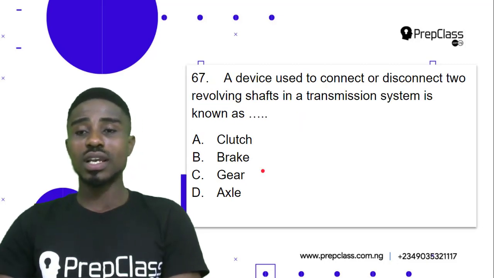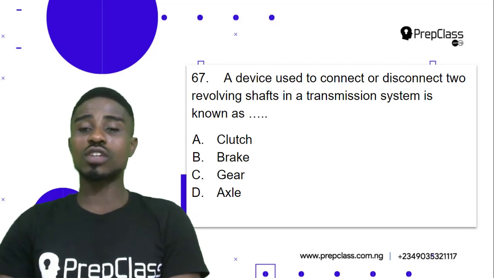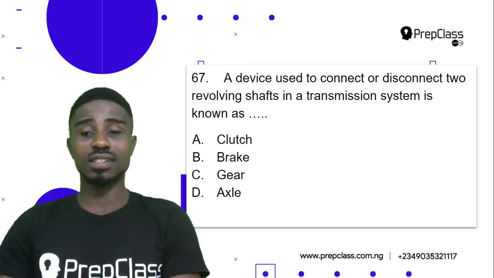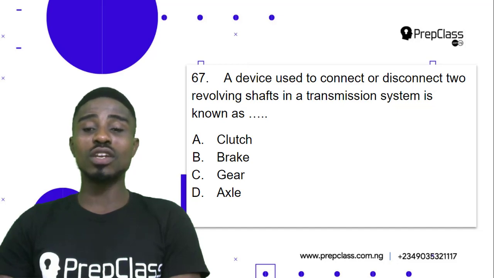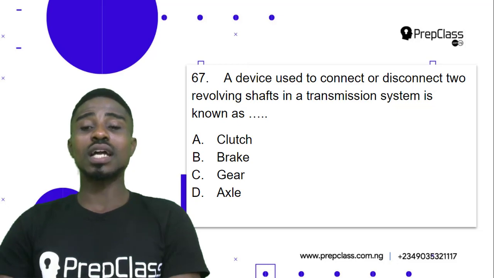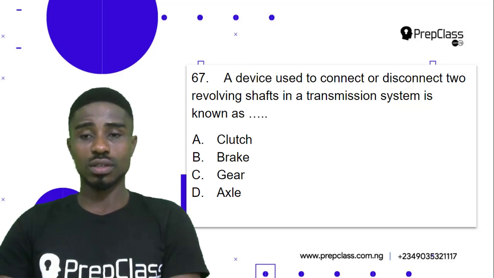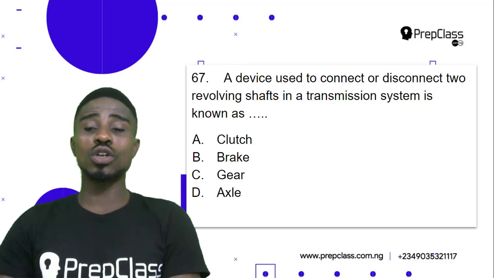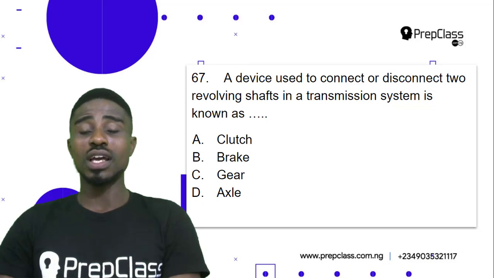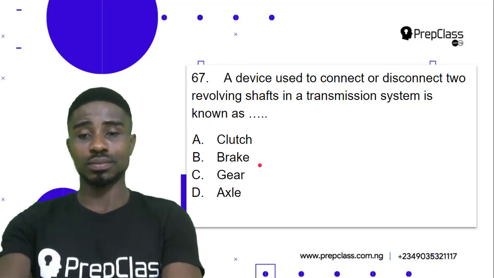Question 67. A device used to connect or disconnect two revolving shafts in a transmission system is known as A. Clutch, B. Brake, C. Gear, D. Axle. For us to carefully select the correct answer, we need to know what the meaning of all of these options are. Then we can carefully select the one that best answers our question. Now, for us to do this, I'm going to be showing us the definitions of all of these options so we can select the one that best answers our question.